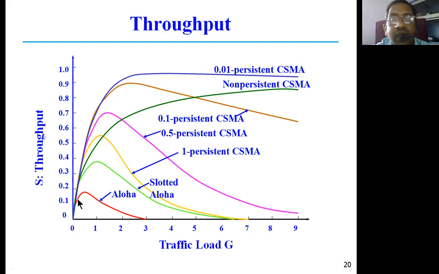So only draw 3 graphs in the exam to compare the various types of contention protocols like Aloha, Slotted Aloha, and CSMA. That's enough for the examination. On the x-axis, we have the traffic load. On the y-axis, you normally have the throughput. Throughput means, without any collisions, how many packets are able to transmit through the shared resource. That is throughput for us.